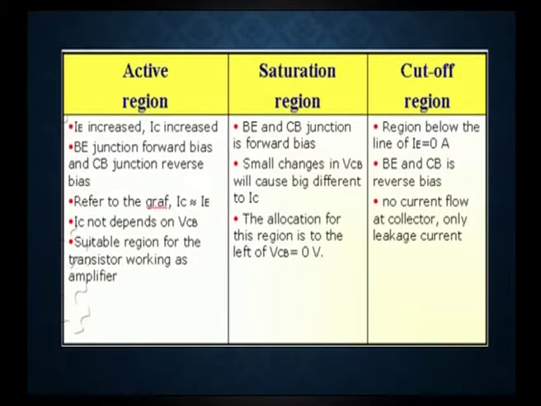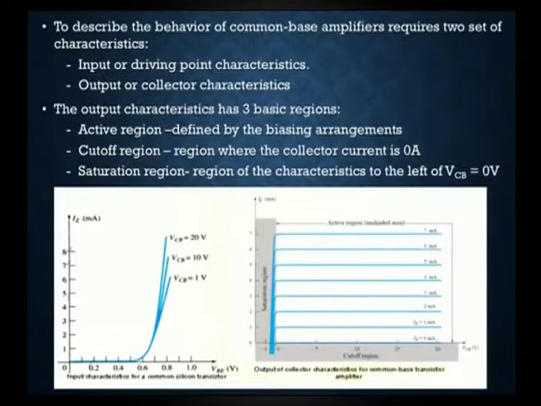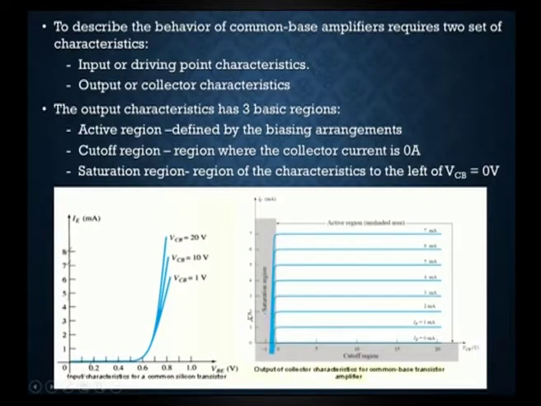So, what are the things that we need to remember? In the active region, as the emitter current increases, the collector current also increases, and the base to emitter junction is forward biased and the collector to base junction is reverse biased. Referring to the graph, we can also observe that IC is approximately equal to IE. Here IC is 2 milliamps, so IC and IE are approximately equal.